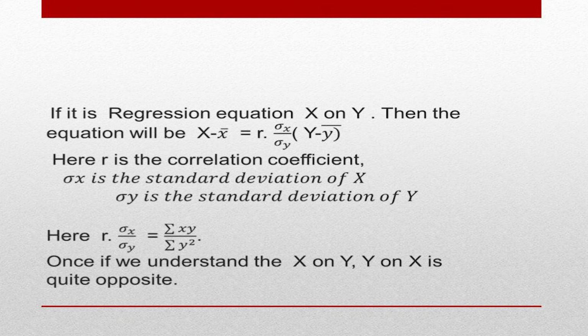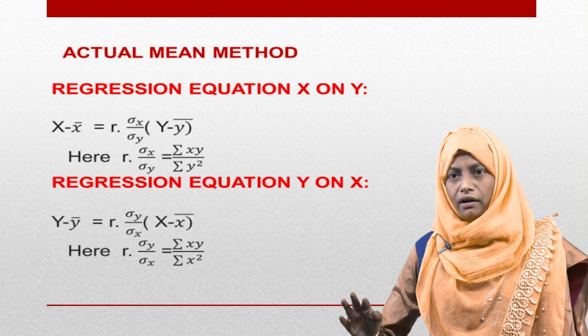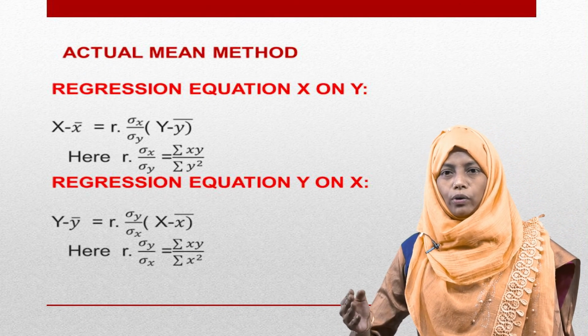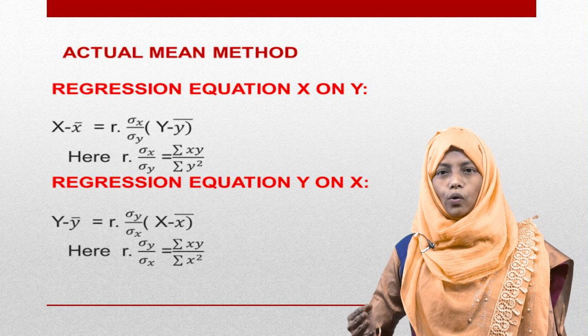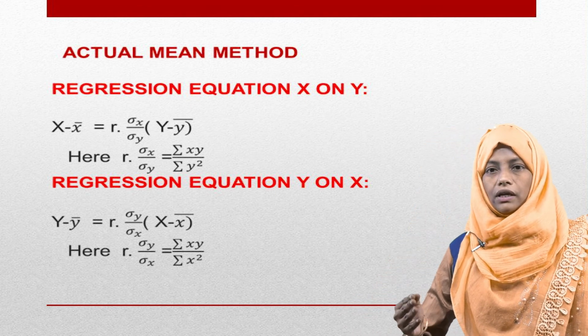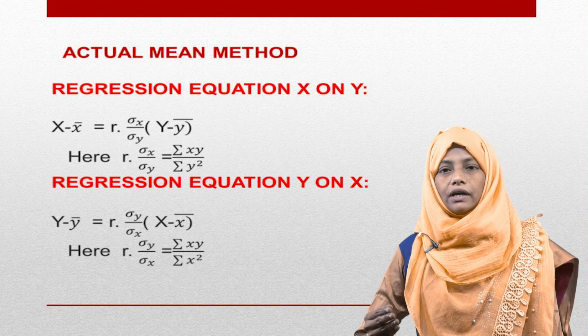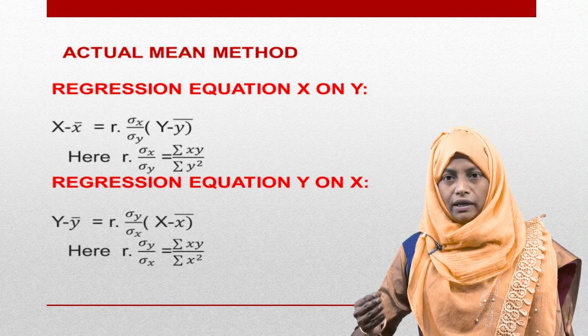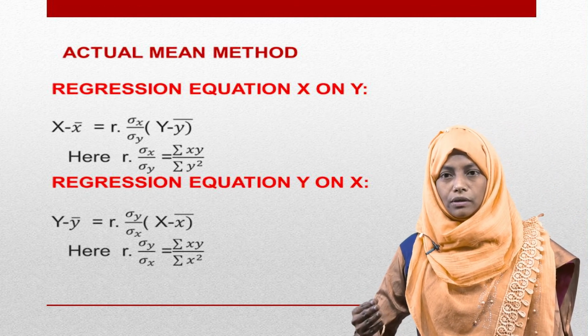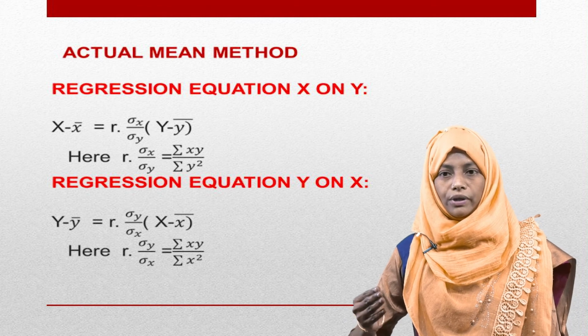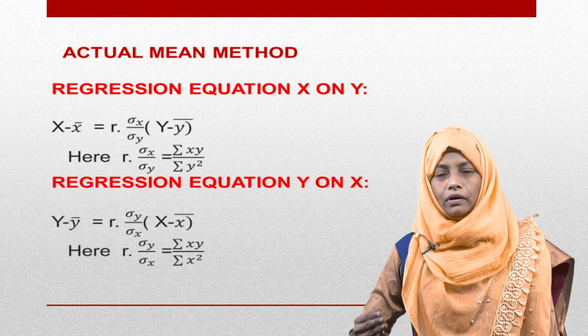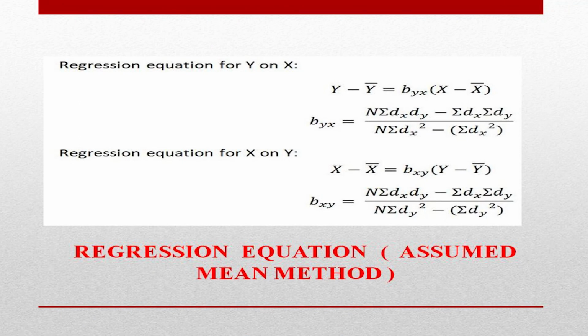Once we understand x on y, y on x is quite the opposite. The regression equation of y on x is y minus y bar equal to r into sigma y by sigma x into x minus x bar. Here r into sigma y by sigma x equals summation xy divided by summation x square. This is the actual mean method.